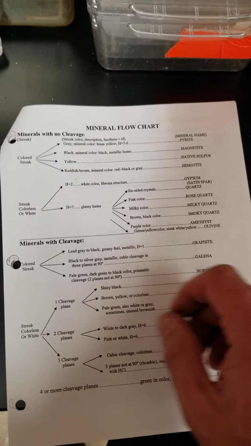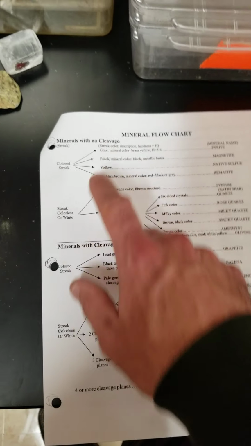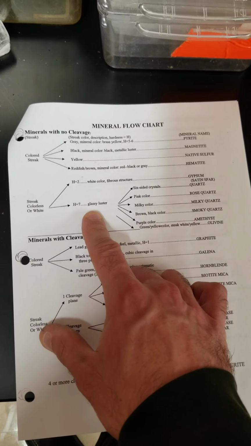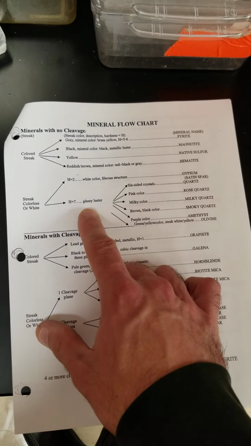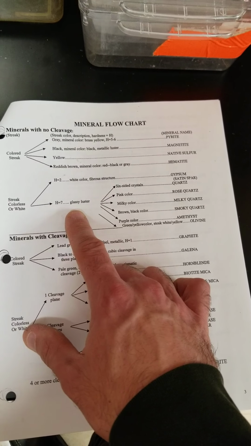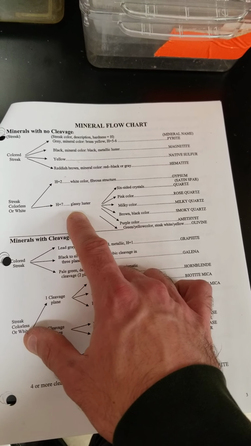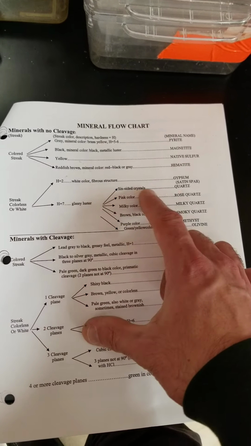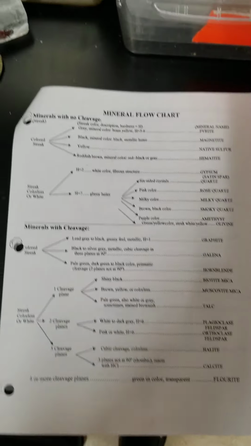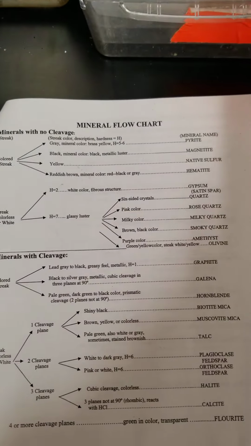So an example, no cleavage, streak colorless or white, hardness 7, glassy luster, so glassy look. And if it was, let's see, six-sided crystals, it would be satin spar quartz. Okay, so you get the characteristics from what you described.